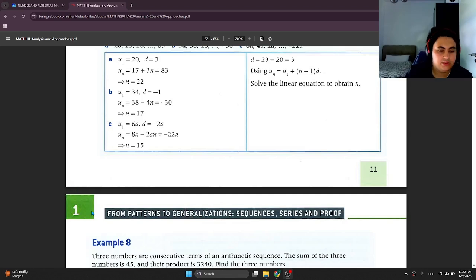Okay, so now the next question. It says here, this is the question, by the way. The three numbers are consecutive terms of an arithmetic sequence. The sum of the three numbers is 45 and their product is 3,240.